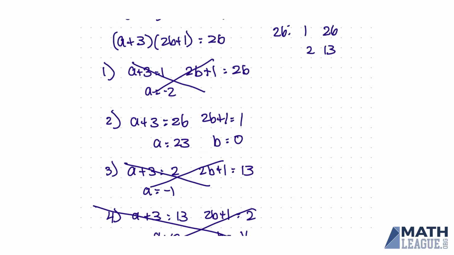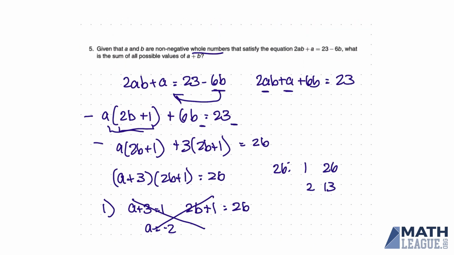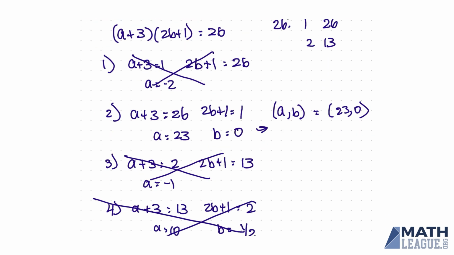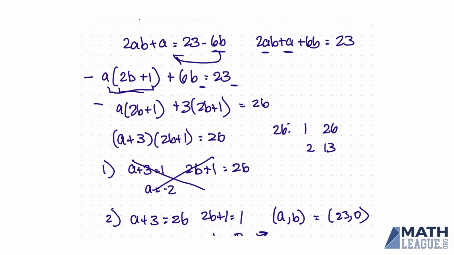So we only have one valid case, which is a comma b, it's 23 comma 0. That is our only valid case here, and the question is asking us for the sum of all possible values of a plus b. Since this is our only case, it's just 23 plus 0, which is just 23. And that's the solution to this question.